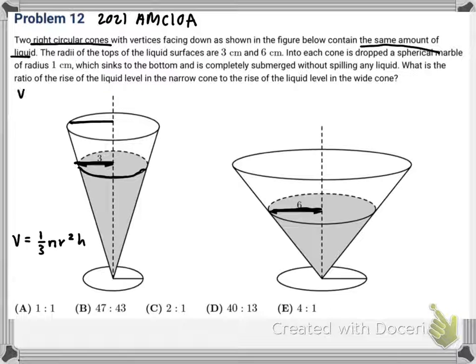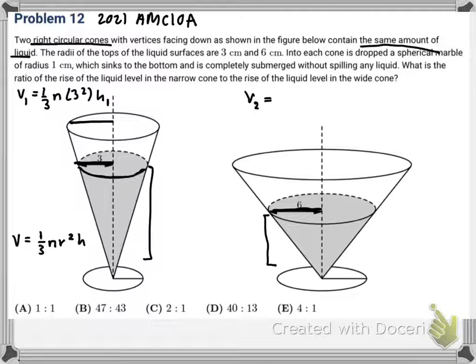So for V1, I'm going to say that's 1/3 pi 3 squared h1, because remember, this height is going to be h1, which is different from that height. So let's take a pause and look at the relationship between the heights. When I'm writing out volume 2, I'm going to be using H2 instead of H1.